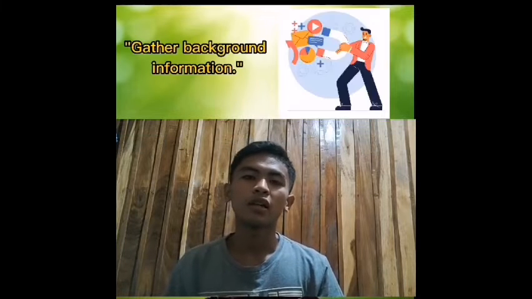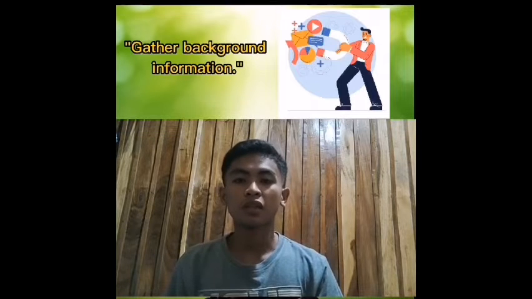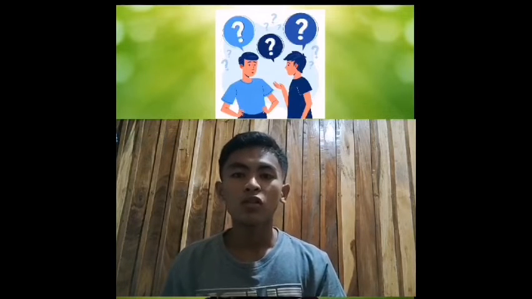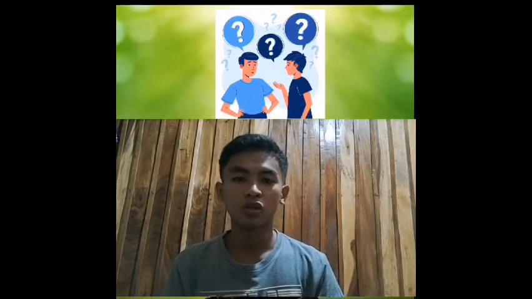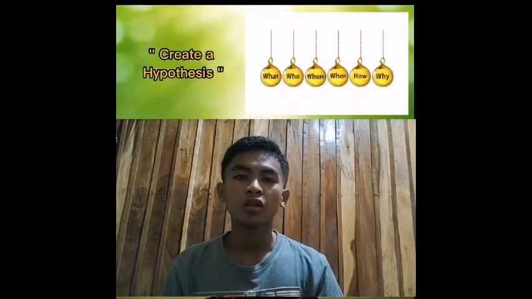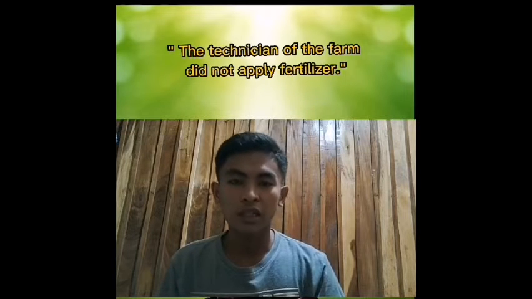And the second is gather background information. Gather background information is finding someone that has already asked the same questions or the same problem as yours. And the third is create a hypothesis. Create a hypothesis. It is the step that explains the answer to the first step or the observation. Some examples would be the technician of the farm did not apply fertilizer.